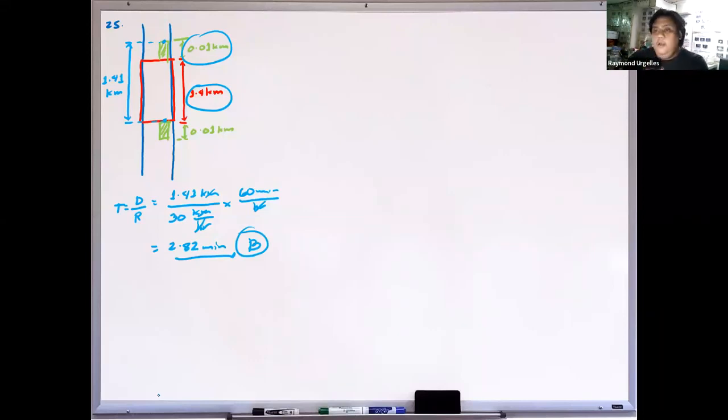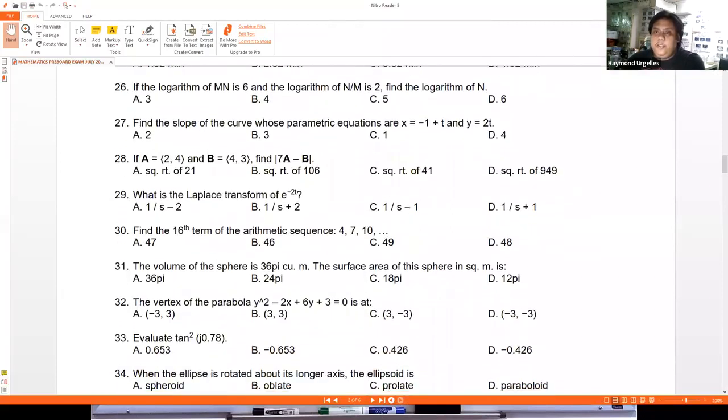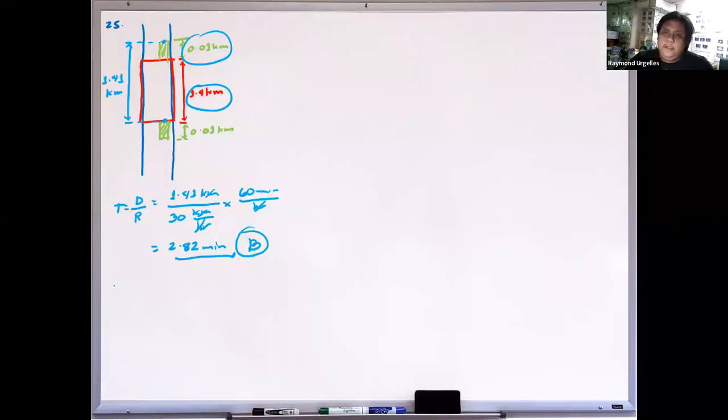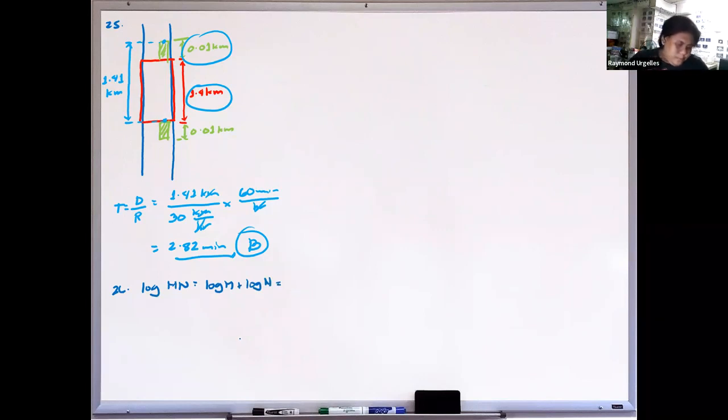Okay. So next number 26. Given sa atin yung logarithm of mn, and logarithm of n over m. Hinahanap is yung logarithm of n. We will just use properties of logarithm. Given sa atin yung log mn, remember by properties, this is log m plus log n. This is equal to, sorry, tama pala 6.